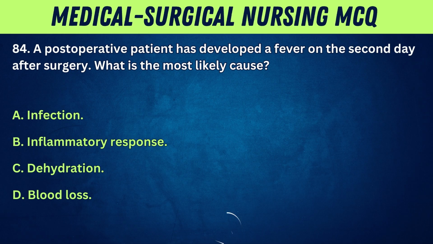84. A postoperative patient has developed a fever on the second day after surgery. What is the most likely cause? A. Infection. B. Inflammatory response. C. Dehydration. D. Blood loss.